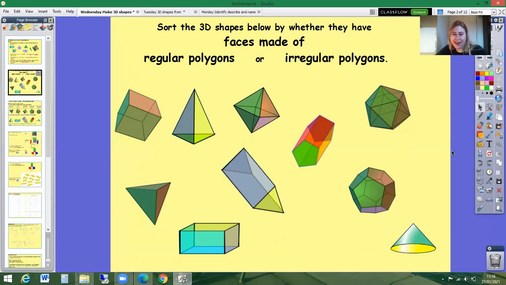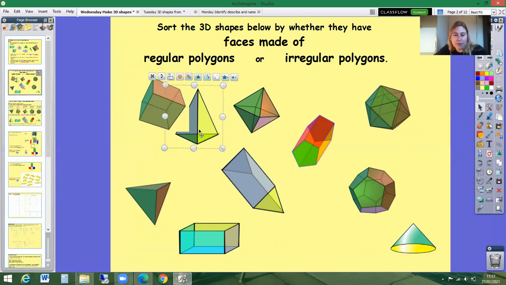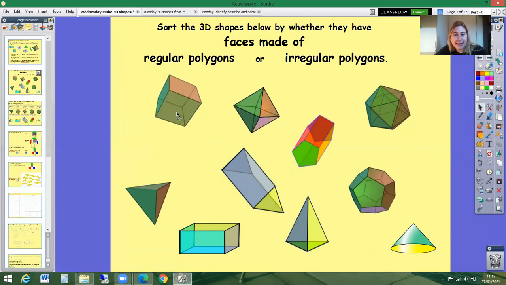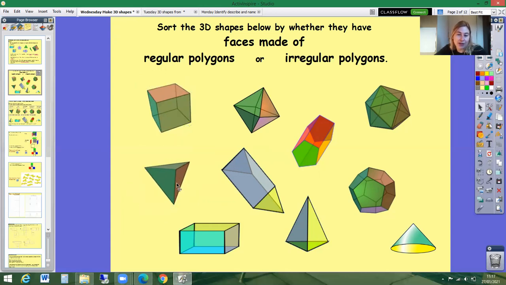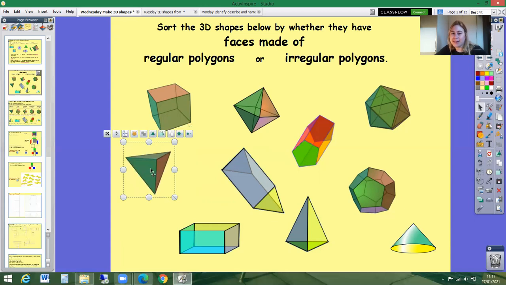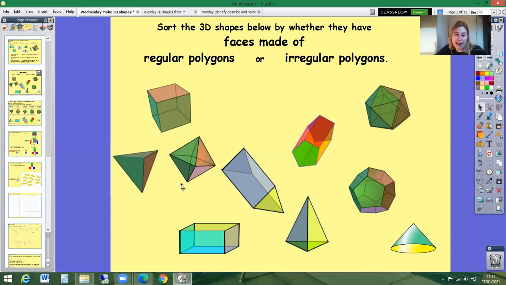Okay, how did you get on? So I might drag my shapes. You might have labelled them with a pen or something, but let's go for it. I'll do the regular ones first. So I can see that this is a shape made of regular square faces. This one is an interesting one. This one actually would be made of regular equilateral triangles. I know it's a bit tricky to see because of the perspective, so don't worry if you didn't get that one. But this one it's made of 4 equilateral triangles. We've got this one here, which is made of equilateral triangles as well.